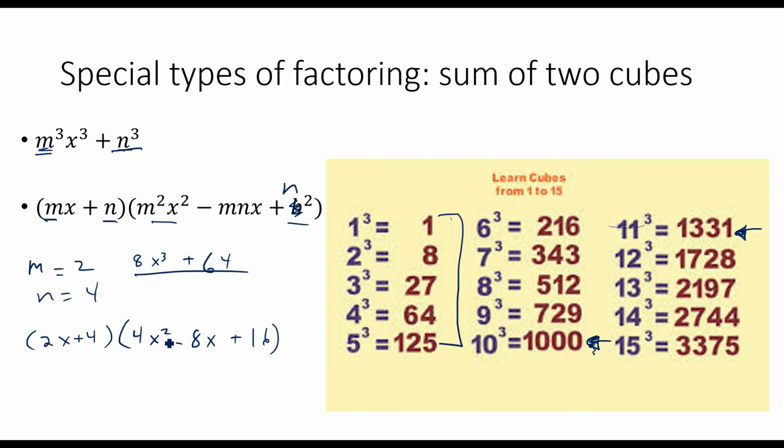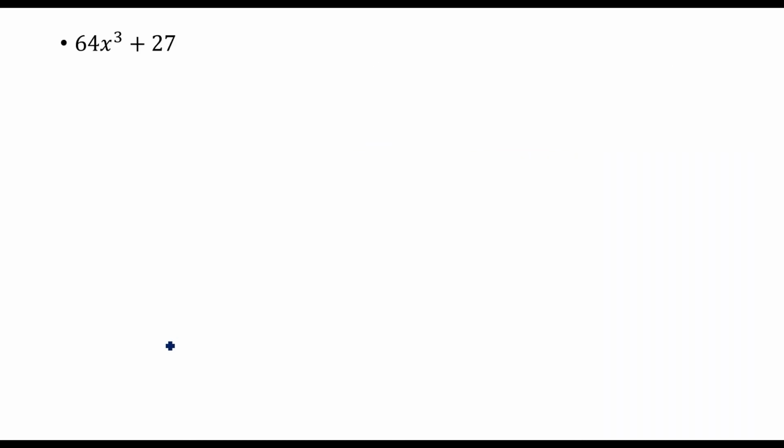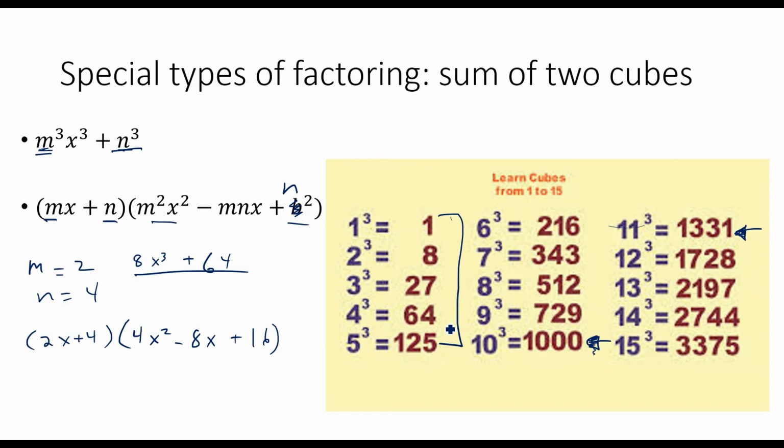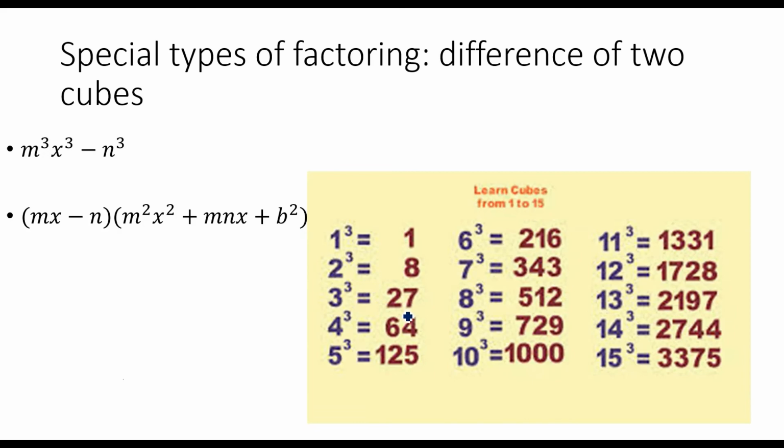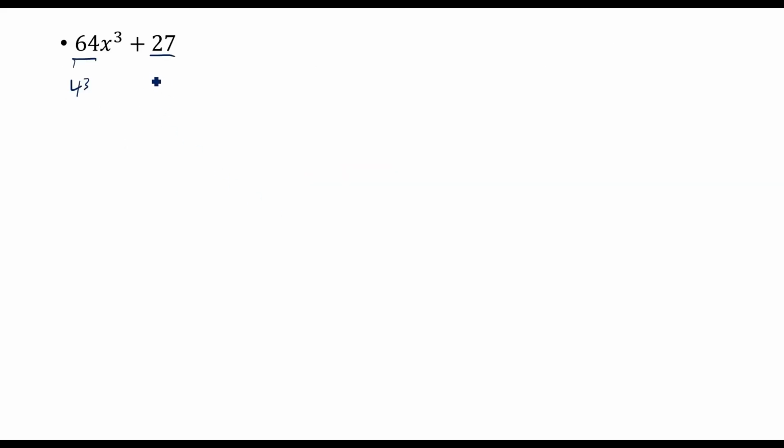Okay. Now let's go ahead and give it a try with an equation, something we're not too familiar with. 64x to the power of 3 plus 27. Well, 64 and 27, let's check to see whether they are cubes. We have x to the power of 3, so that's one of the conditions. 64 is 4 to the power of 3. 27 is 3 to the power of 3. So we can write that in. 64x cubed plus 27 is 4x cubed plus 3 cubed.